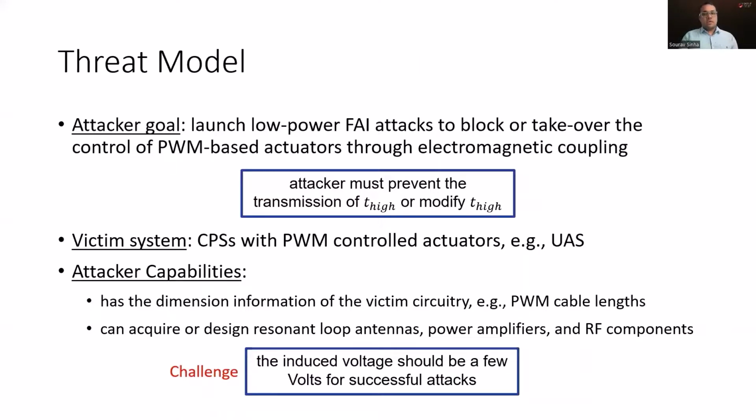The goal of the attacker is to launch low power FAI attacks to block or take control of the PWM based actuators through electromagnetic coupling. To do so, the attacker must prevent the transmission of T high or modify T high. The victims are cyber physical systems with PWM actuators. It is assumed that the attacker has the dimension information of the victim circuitry, for example, the PWM cable lengths. And the attacker can either design or acquire resonant loop antennas, power amplifiers, and RF components. The major challenge for the attacker is to induce high voltages at different distances for successful attacks.